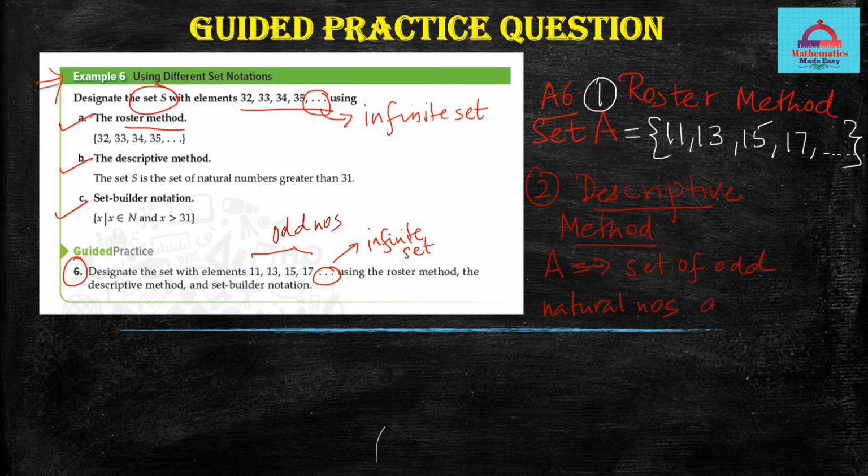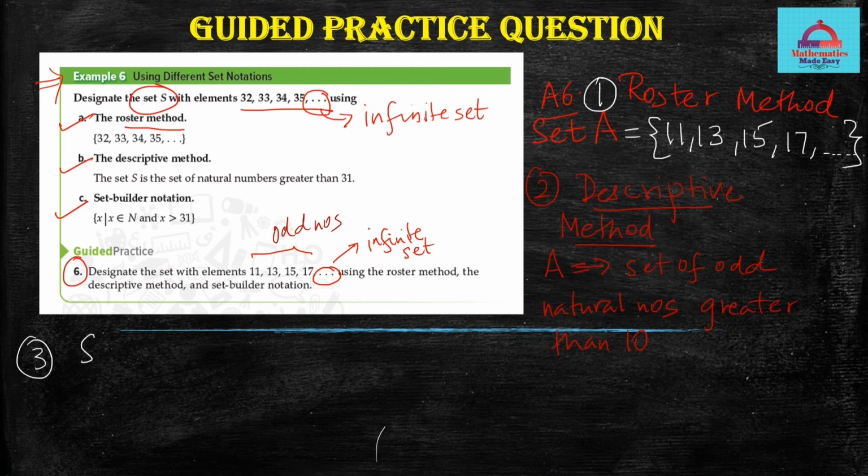So let me write any one way. I'm picking up greater than 10. So it is the set of all odd natural numbers greater than 10, and we need not put any restriction on the maximum element since it is infinite. So this much is enough for the descriptive notation.